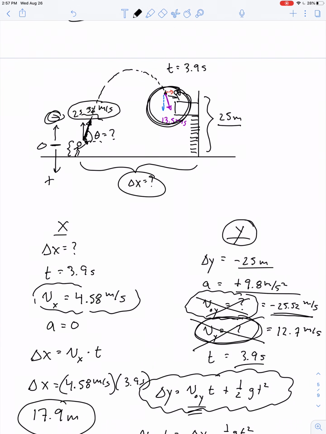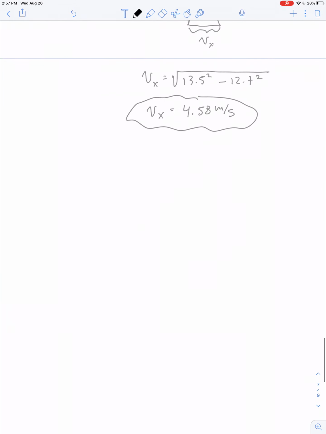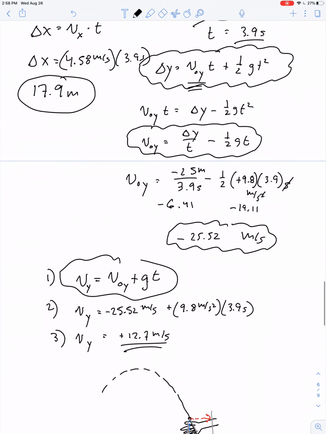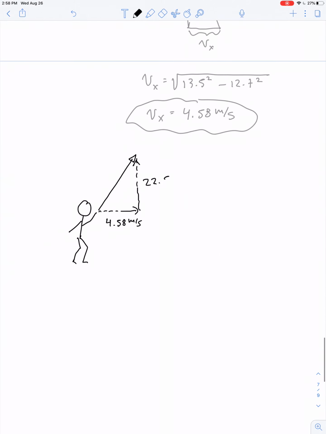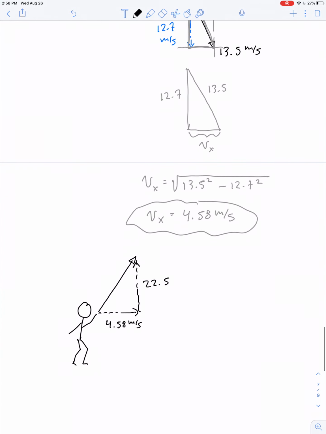Okay, well, let's zoom in on this vector diagram. So here you are standing on the ground, and you throw the keys upward at an angle. The horizontal component of that velocity is 4.58 meters per second. The vertical component to that velocity is 22 point, did I forget this already? 22 or 25? Sorry, 25.52.